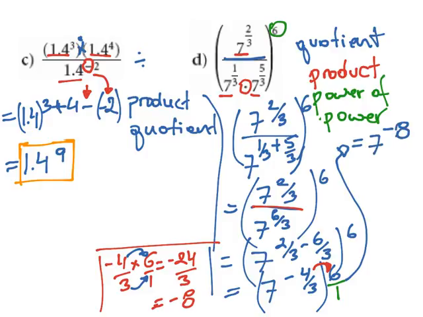The last thing we have to deal with is this negative exponent. We cannot have negative exponents in our answer. So now this means that we have to use the negative exponent rule. The negative exponent rule says that 7 to the power of negative 8 becomes 1 over 7 to the positive exponent of 8. And this is our answer.